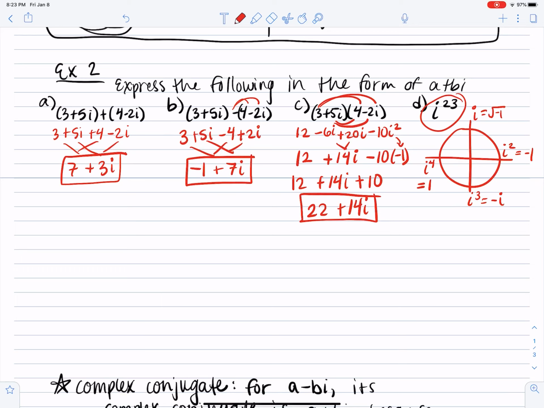Well, we can just count around over and over, but I know that i to the 4th, i to the 8th, i to the 12th, i to the 16th, i to the 20th falls over here, so I know I can get to i to the 20th on this side over here. This would be 21 up here, 22, and 23. So our answer would actually fall right here, i to the 3rd, in that section. So i to the 23rd equals negative i.